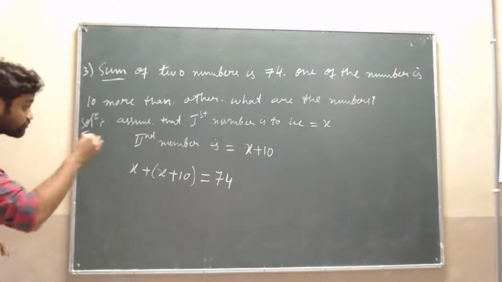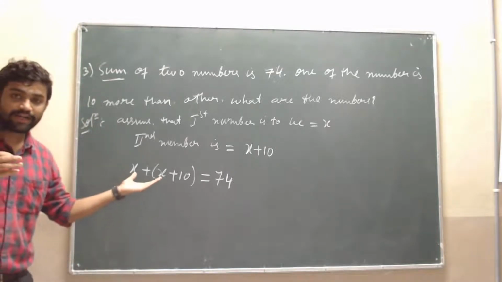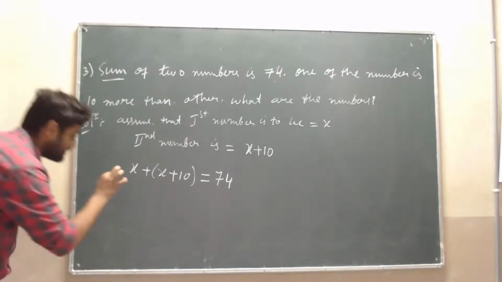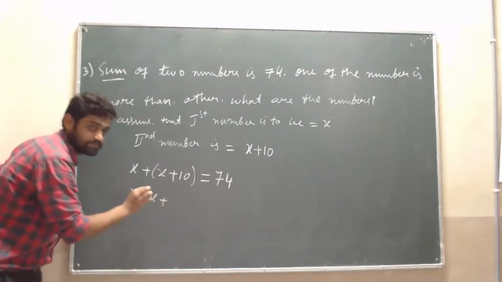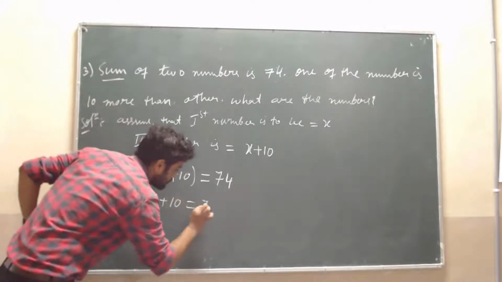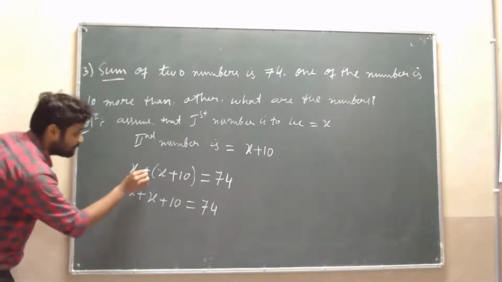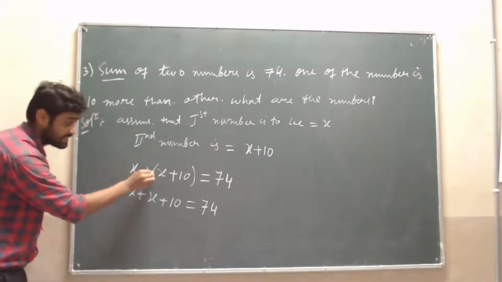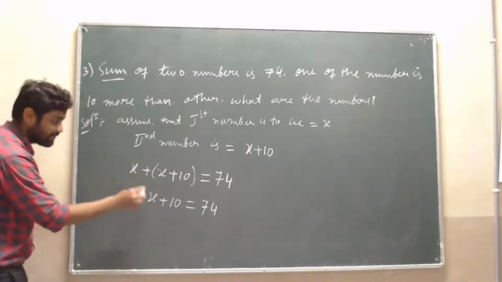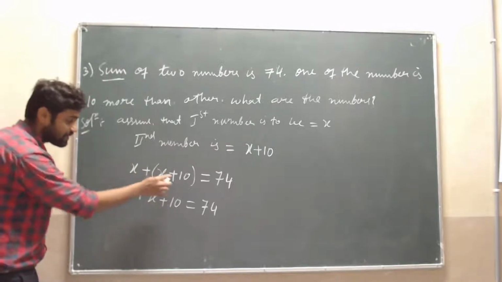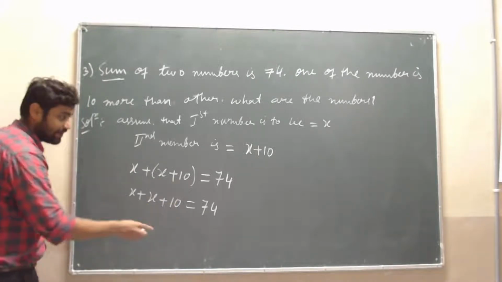See here, how to solve this one? Sir, simple by transpose method, or by inverse operation method. Okay, see here, x plus x plus 10 is equal to 74. Sir, just I remove the brackets. See here, plus bracket means multiplication, and here is also plus. Okay, plus into plus is plus. That's why x is here and 10 is here.